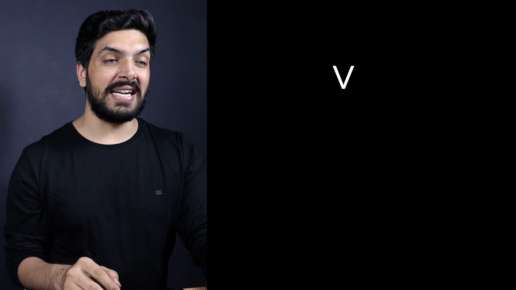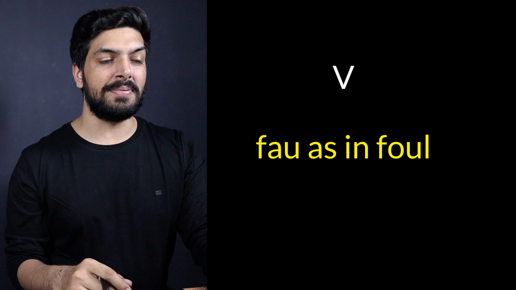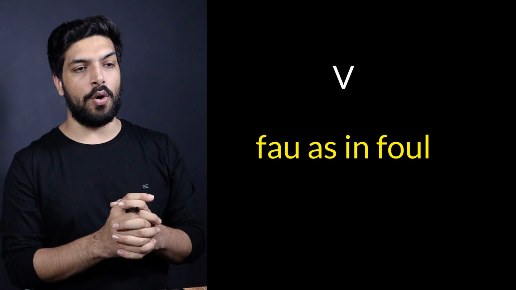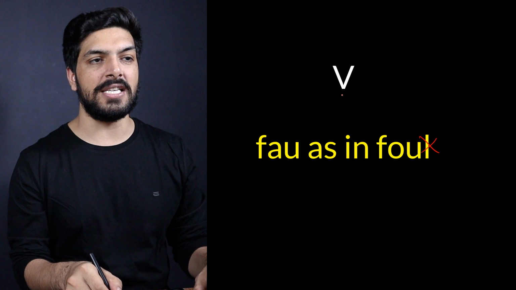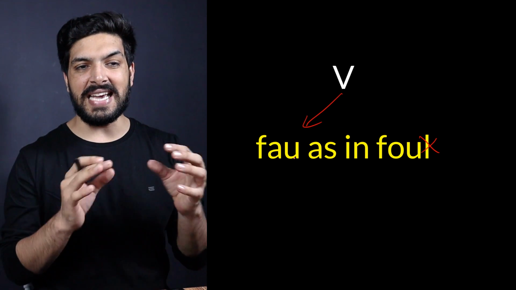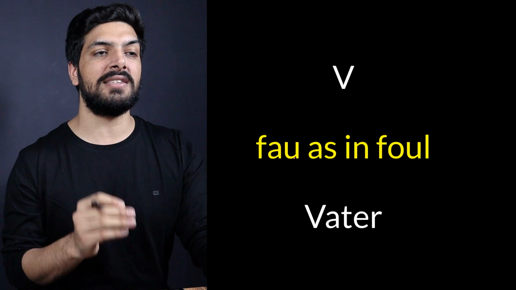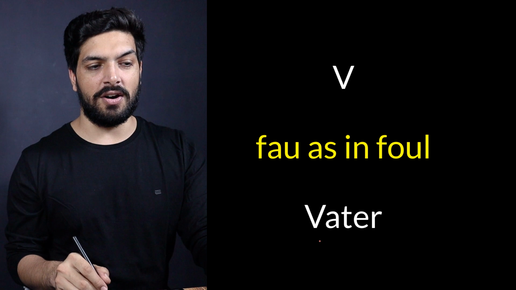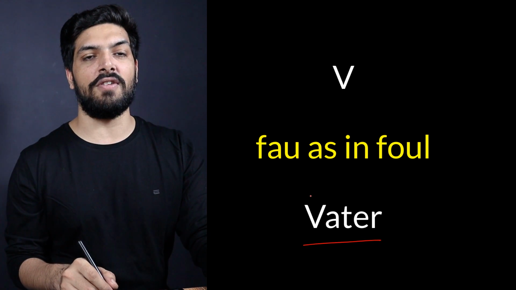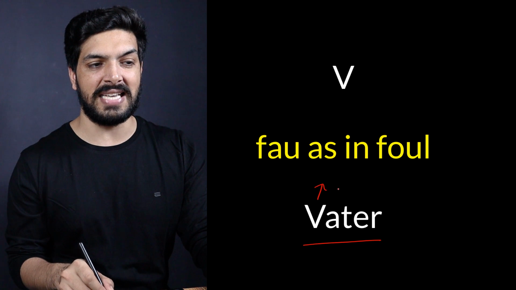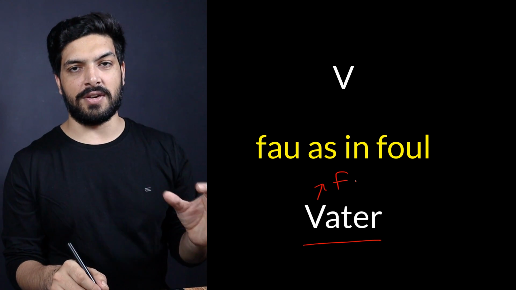V is again like J. It's completely weird. V is pronounced as foul. Foul, like in foul. We remove L and it becomes foul. V is pronounced as foul, but in a word it is pronounced as fa. So this is the spelling, or let's say the word for father. Father is called Vater. You see, V is pronounced as F in 90% of the words.